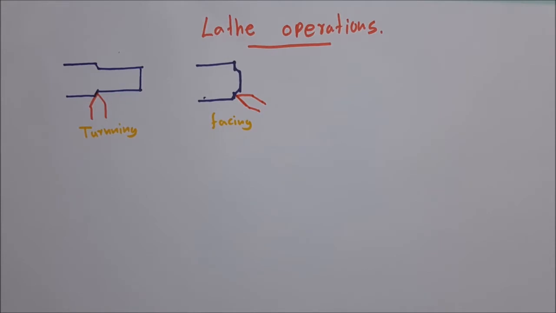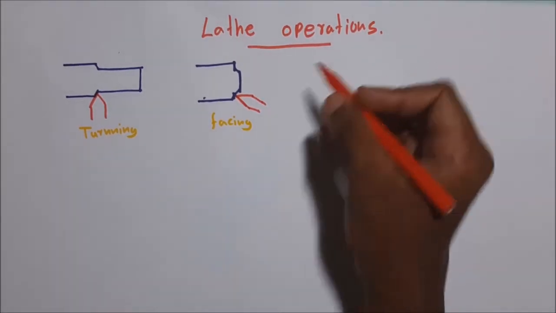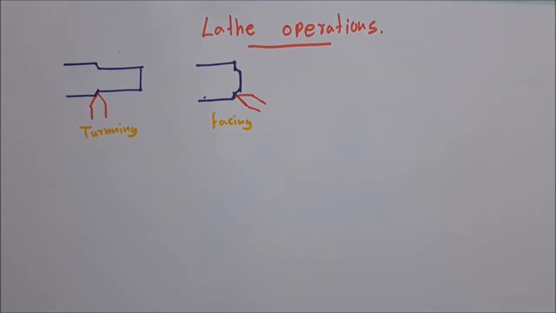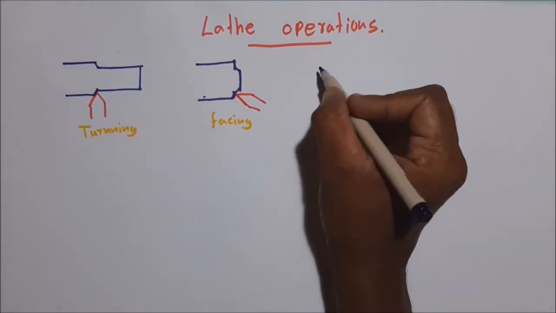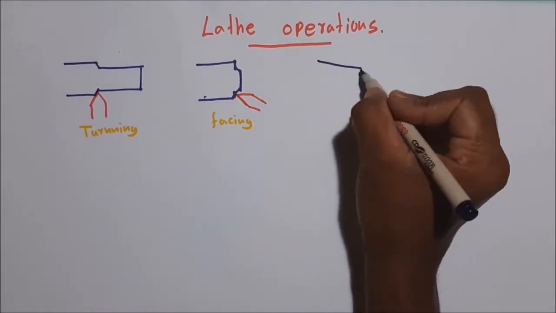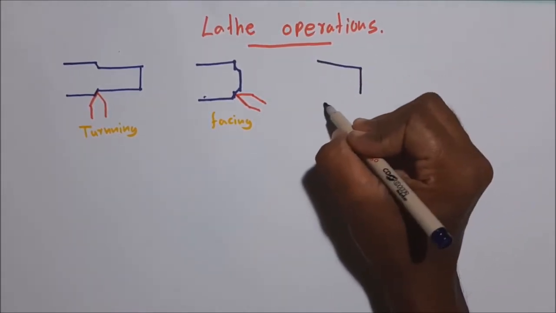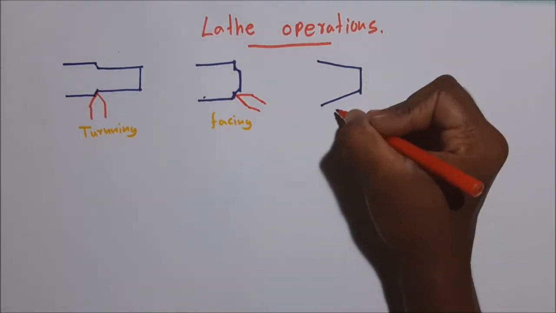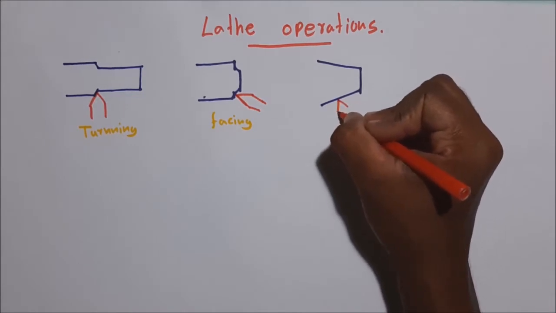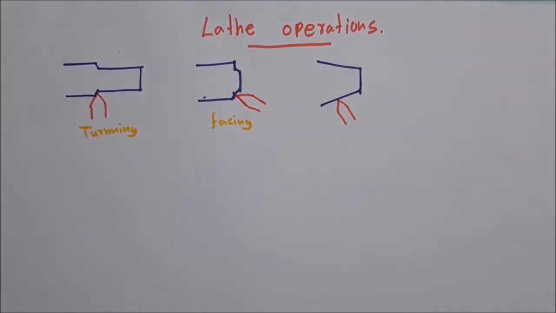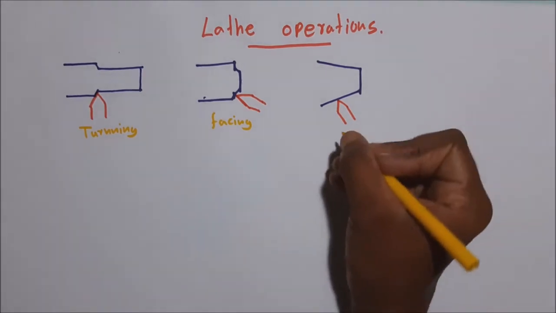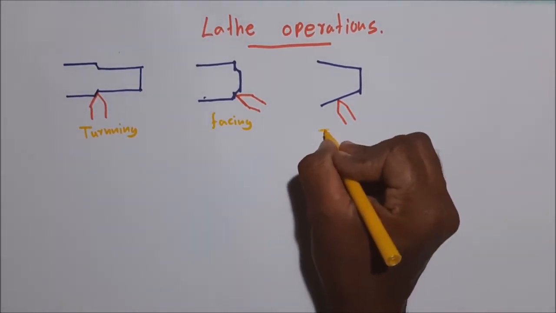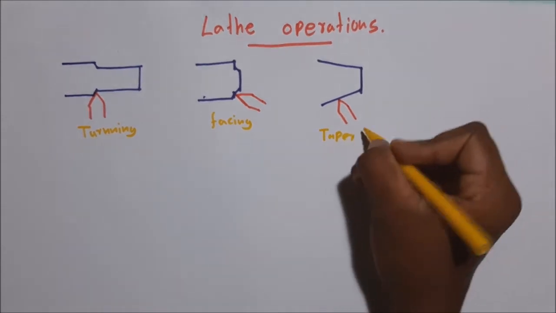Next one, after turning and facing, is the taper turning operation. This operation is called taper turning, generating conical shapes. Generating this kind of conical shape is called the taper turning operation. I will draw the cutting tool also.